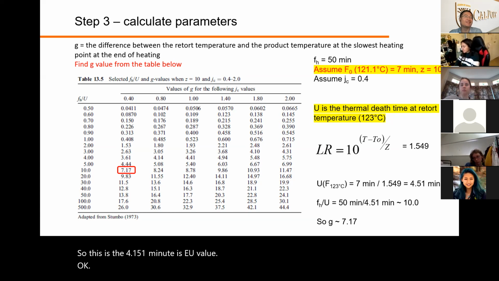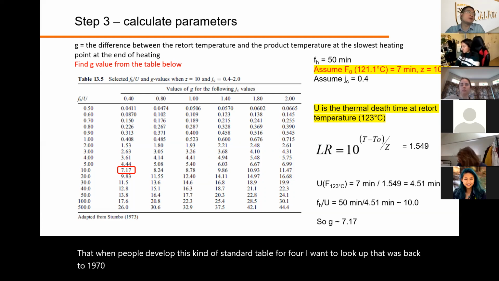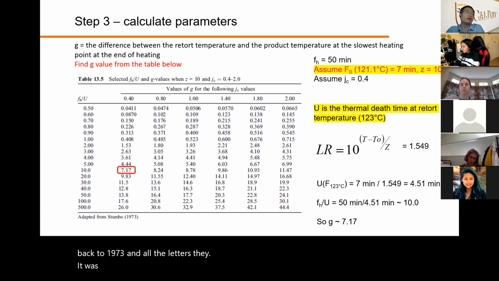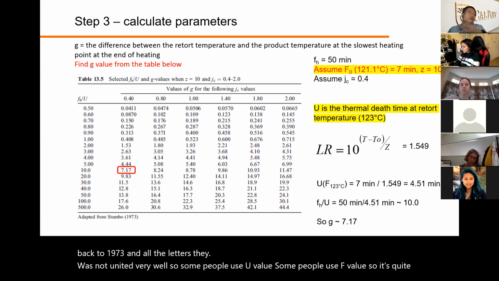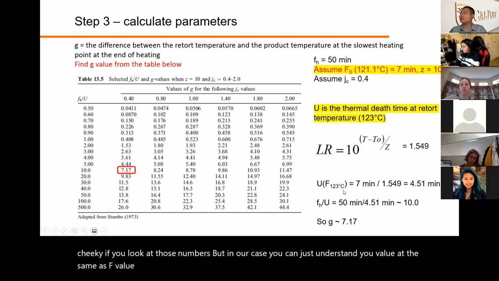I saw many people confused. This is one of the tricky parts, because when people developed this kind of standard table for everyone to look up, that was back in 1973, and all the letters were not united very well. So some people use U value, some people use F value. It's quite tricky if you look at those numbers. But in our case, you can just understand the U value as the same as the F value at 123 degrees C.